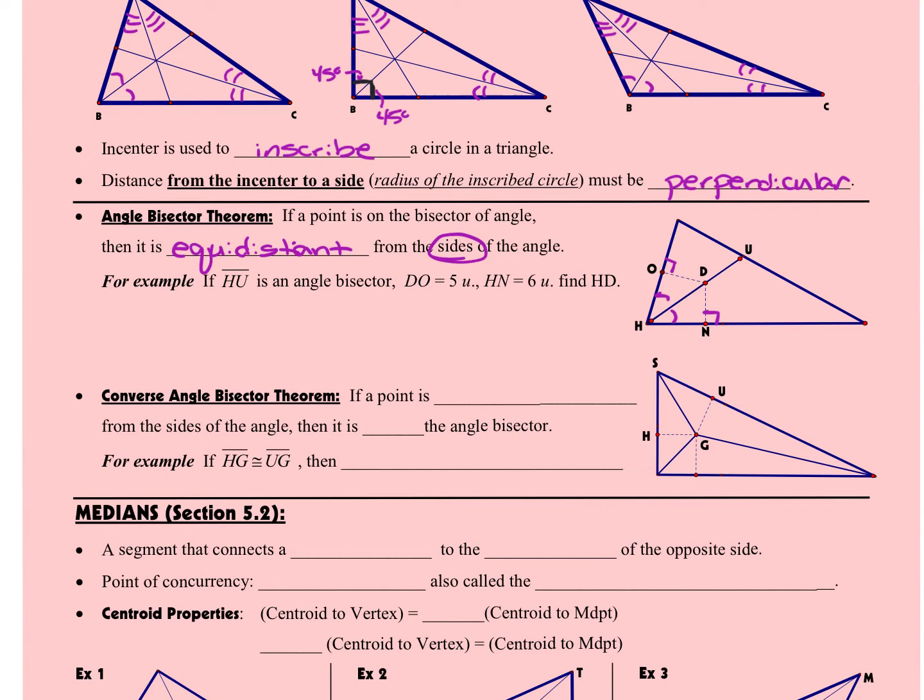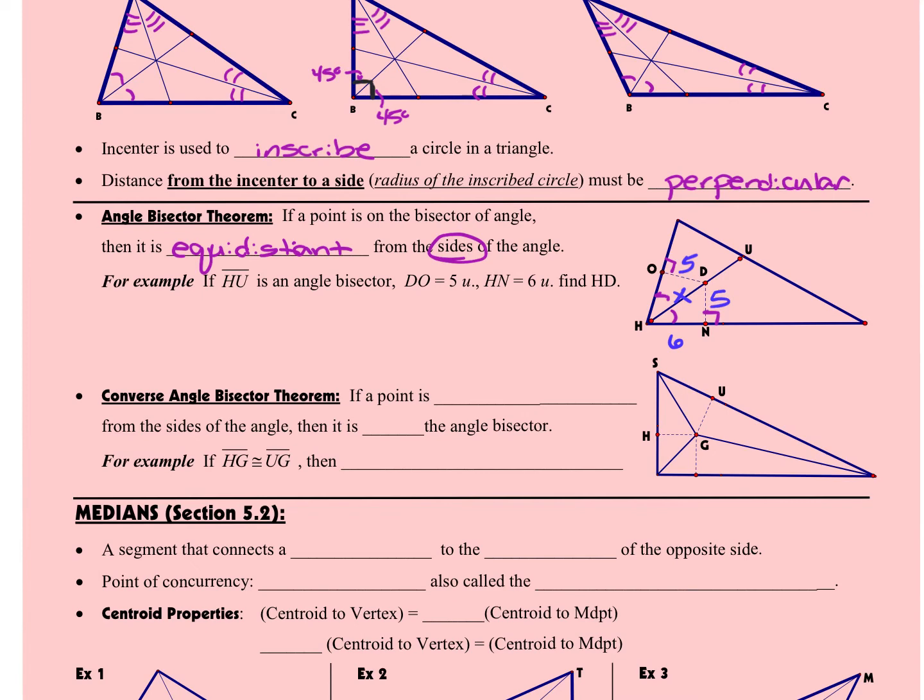If I am telling you that DO is 5 units, so if DO is 5 and HN is 6, and we wanted to find the length of HD, what we would know is that if this is on the angle bisector, then this 5 should also be the same as right here. This should also be 5, okay?